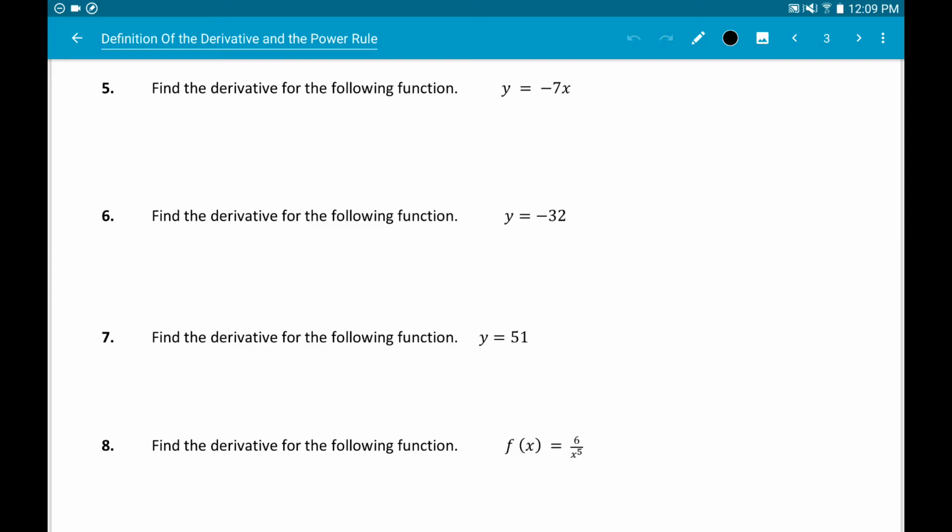All right, here's some more. Find the derivative for the following function, y equals negative 7x. All right, think about this for a second. X here, there's no exponent written on it. It's understood to be x to the first. So negative 7x is the same as saying negative 7x to the first. So if I want to do my derivative, negative 7 times 1 is negative 7. X to the 1 minus 1 is going to be 0, right?